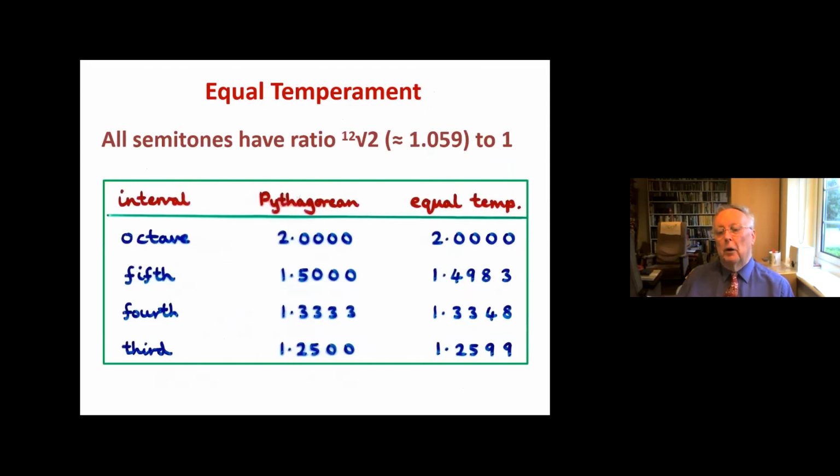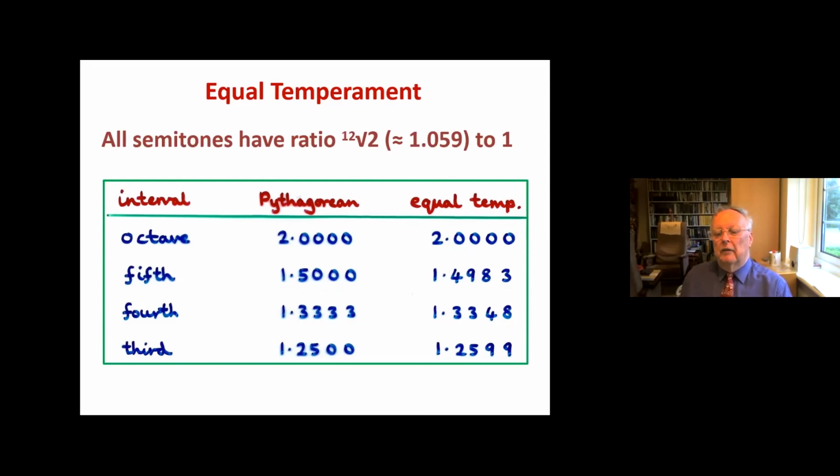To get around these problems, several different scales were proposed, and gradually the idea of equal temperament emerged. Here we give to each of the 12 semitones the same ratio, the 12th root of 2 to 1. That's about 1.059 to 1. This solves most of the problems, except that now every interval other than the octave is slightly out of tune.